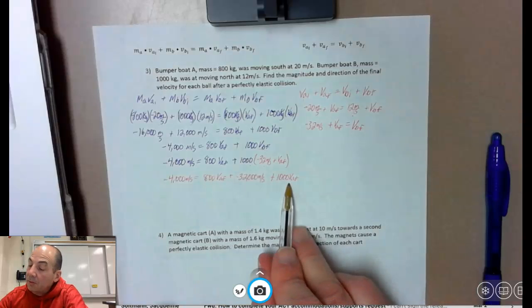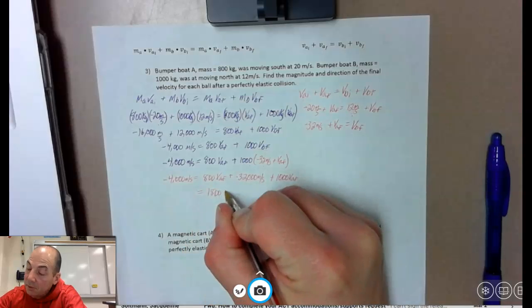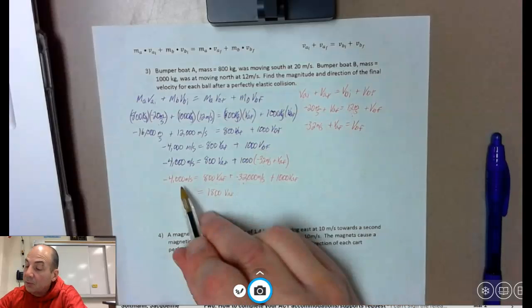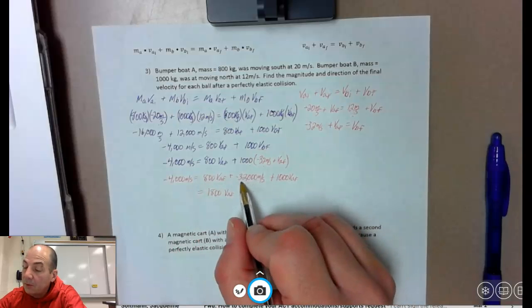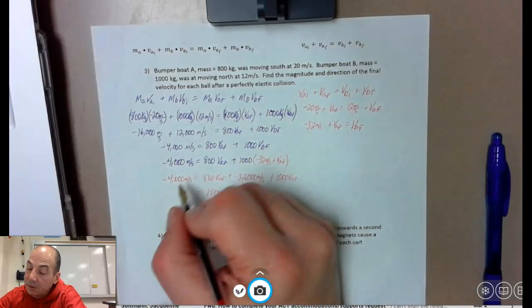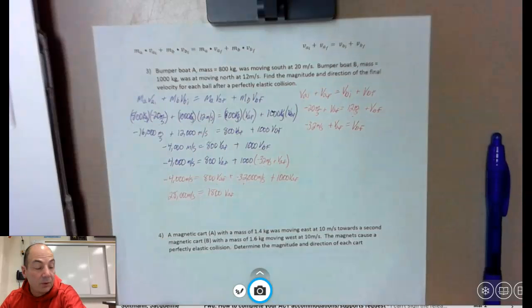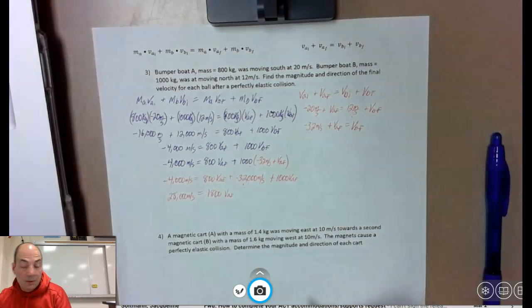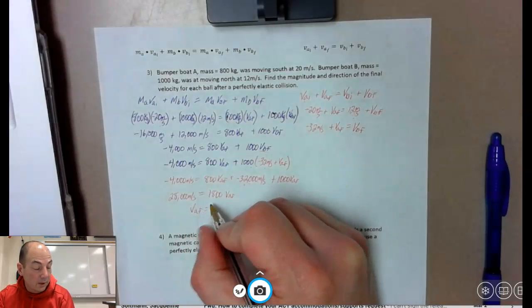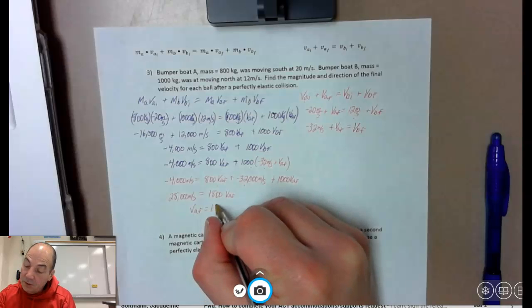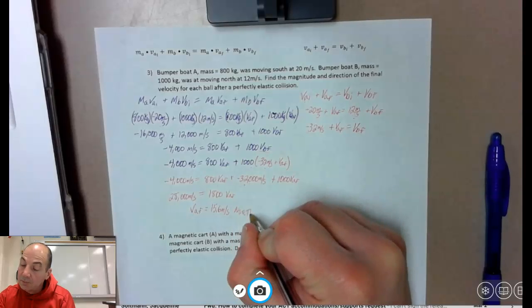All right, so I have 1,000 VAF and 800 VAF, so that's going to give me 1,800 VAF. And I'm going to subtract 32,000, I'm sorry, add 32,000 to both sides. So that's going to make 32,000 minus 4,000 be 28,000 meters per second. And now I divide by 1,800. And I get VAF is 15.6 meters per second. And since it's positive, I know it's north.